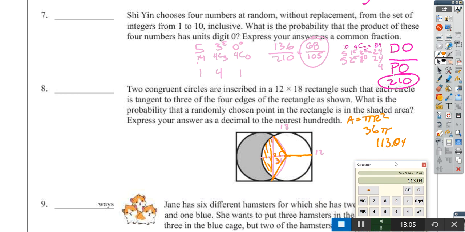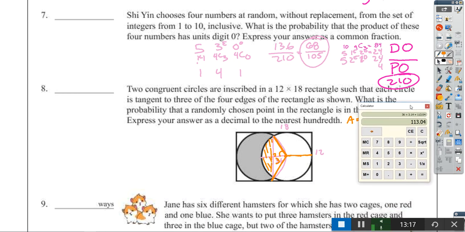And so now, well, this is 1/3 of it, right? So this sector right here is 1/3 of the whole. So I'm going to divide that by 3. And so this whole sector is 37.68. But I have a little bit on the outside that's not in the sector.